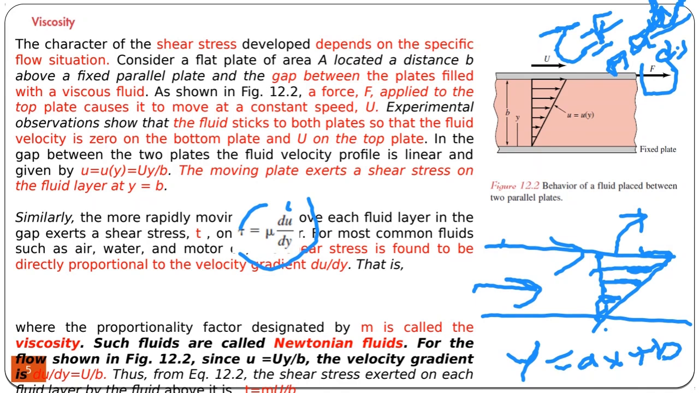How about the proportionality constant between them? If I write 6 is proportional to 2, what is the proportionality constant here? 3, right? Because 6 is equal to 3 times 2. In this case, if shear stress is proportional to velocity gradient, then we have to have a proportionality constant, and this proportionality constant is called mu, which is viscosity. So viscosity is the proportionality constant between the shear stress and the velocity gradient, which is the derivative of the velocity with respect to height.